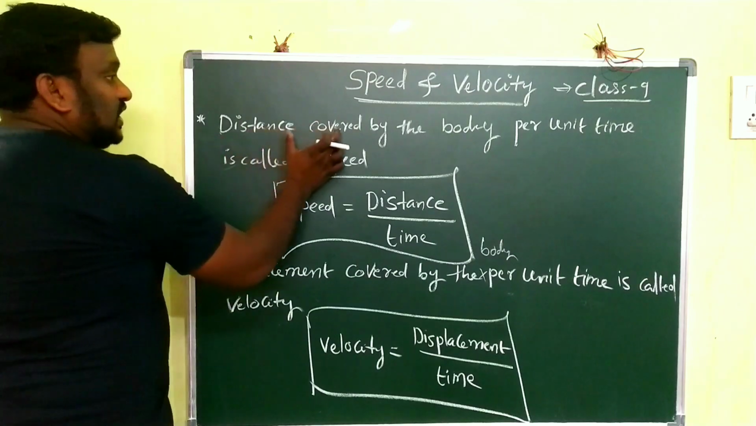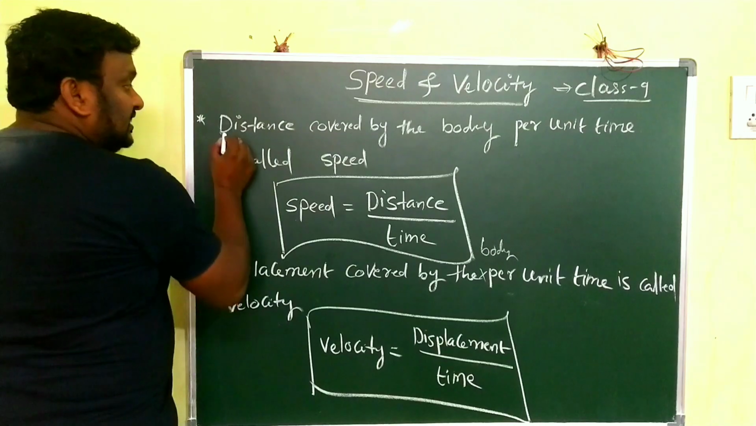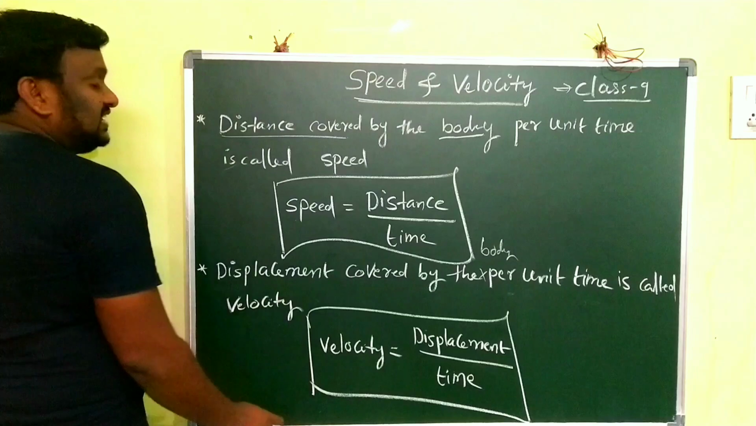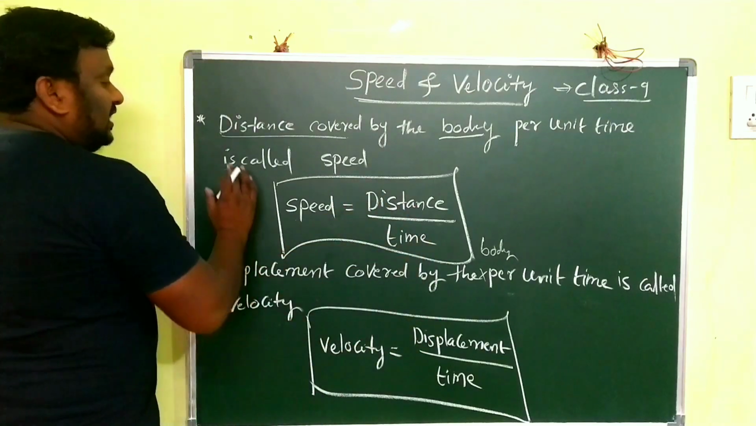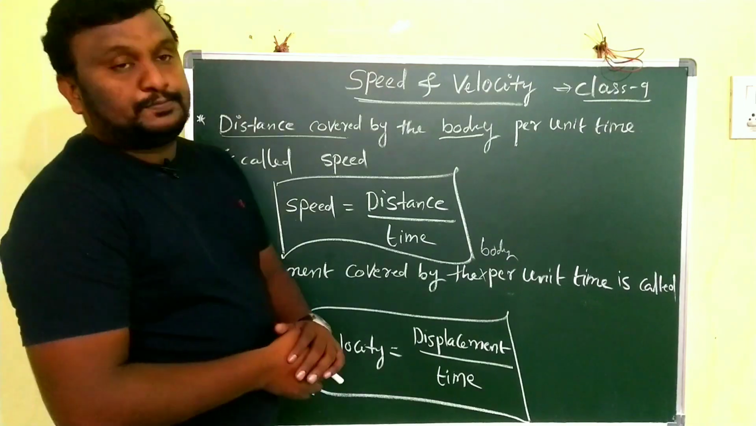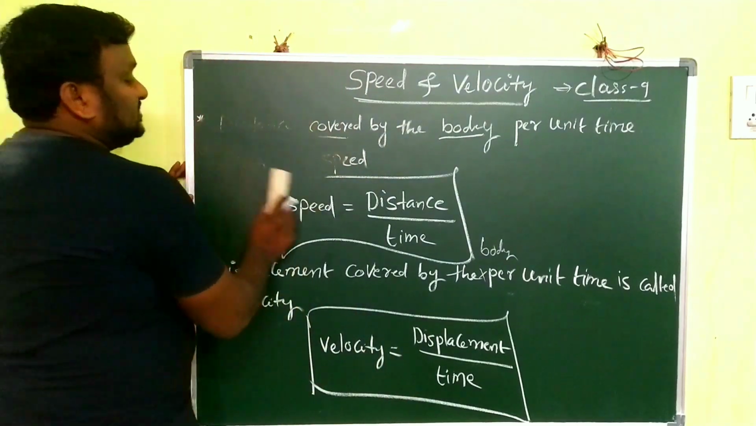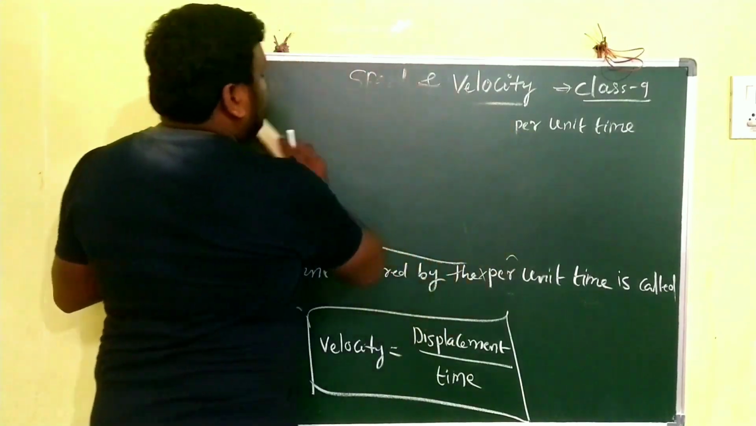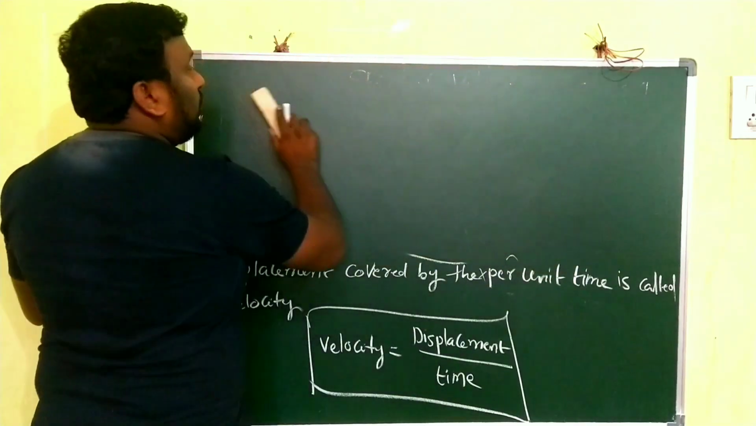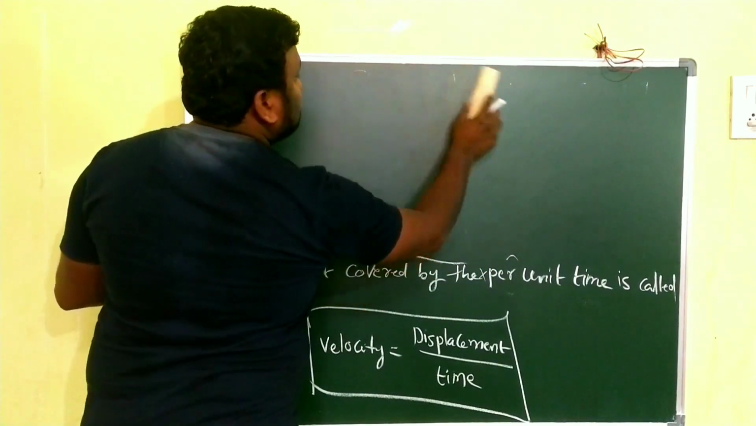Distance covered by the body per unit time is called speed. To understand that, I will give examples. Here the rate of distance is called speed. Clear? To understand that, I am giving one example for you children. The rate of distance is called speed, or the distance covered by the body in unit time is called speed.